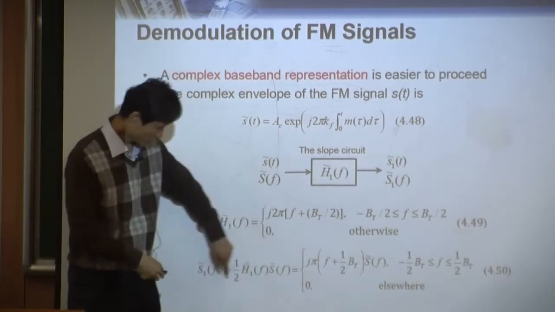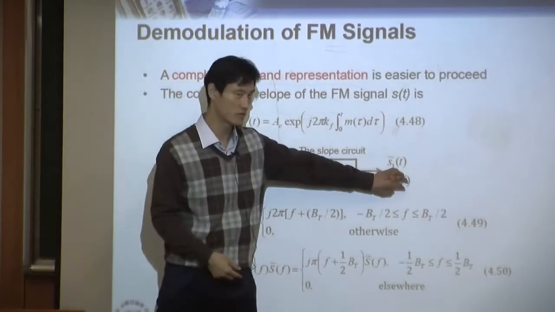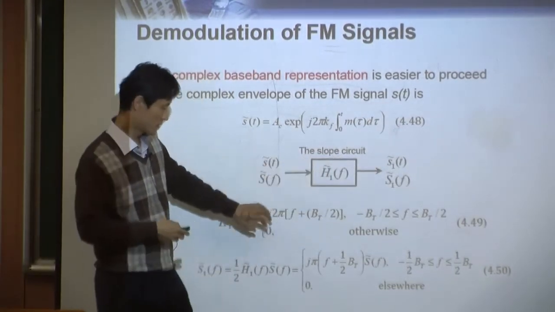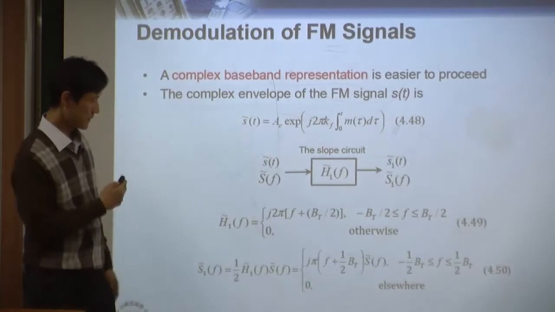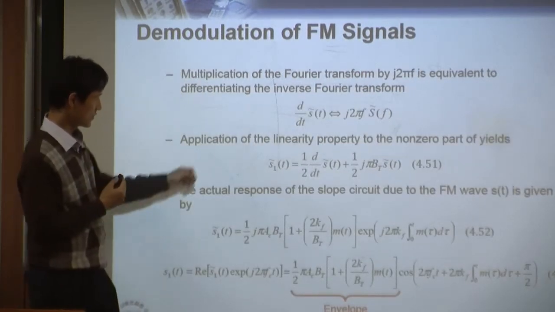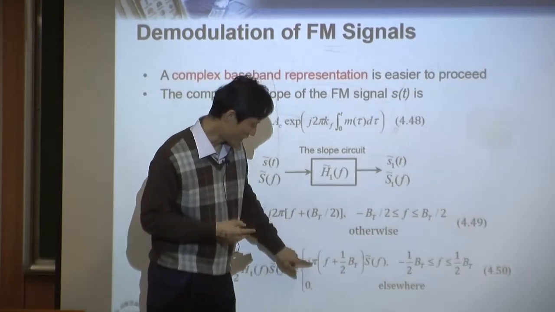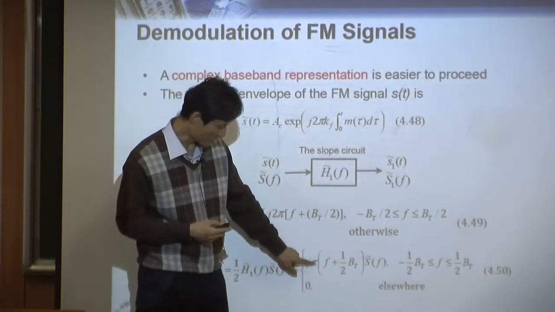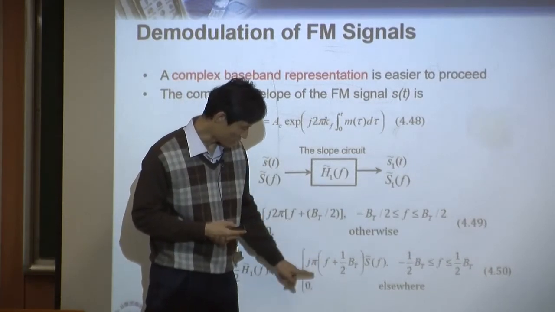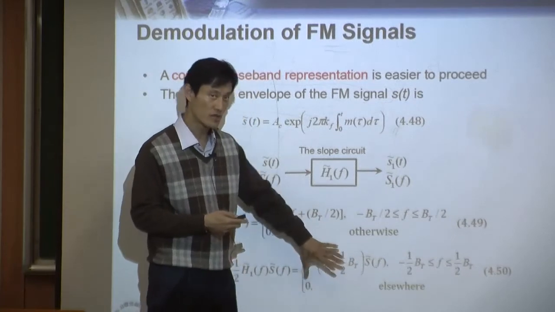So that's the S1 tilde f, but S1 tilde f is the output of your slope circuit. Okay, so that's the output. Now let me move forward. When you look at this output right here, we have two terms. The first term is j 2 pi f, and the second term is j pi 1 over 2 B_T. Okay, we have two terms.